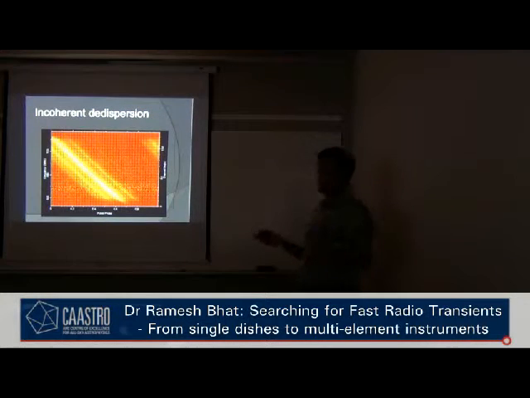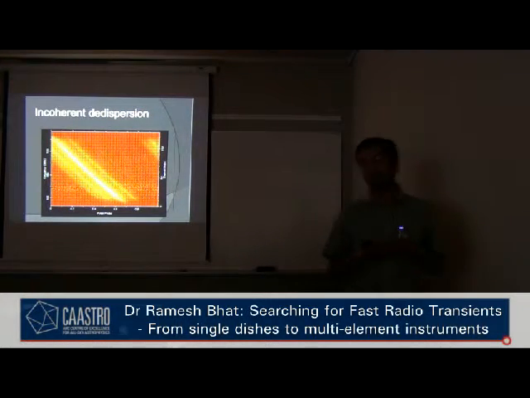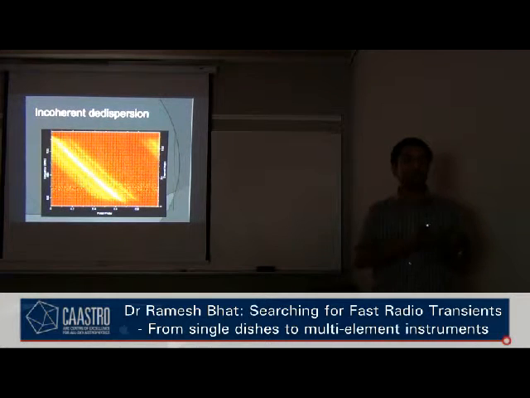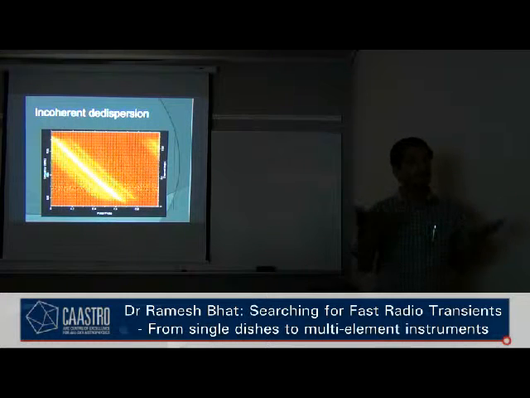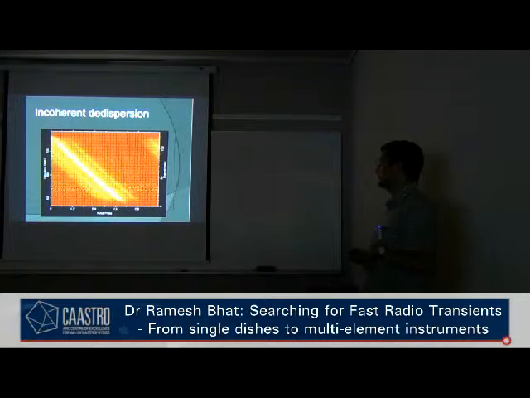And the way we do that, typically in the searches, is just sample the data at very high time and frequency resolution. Then for various slopes, which is various dispersion measures, you can shift and align and add the signal, then see if there is a detectable signal there. And that is called incoherent dedispersion.